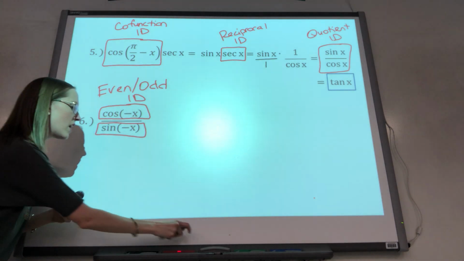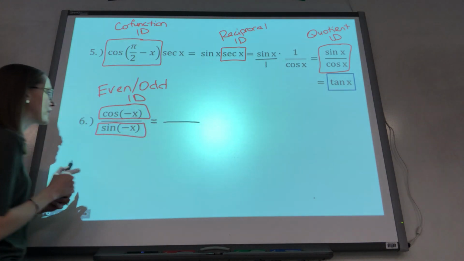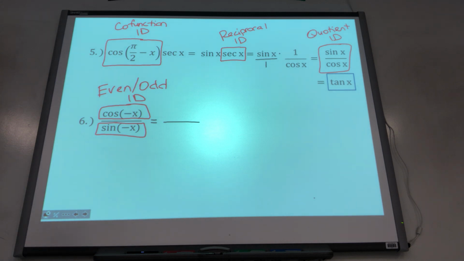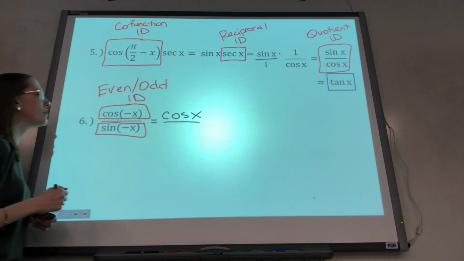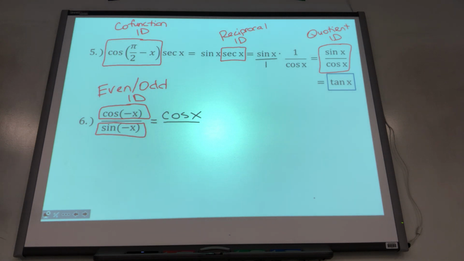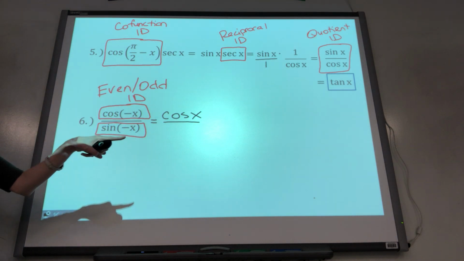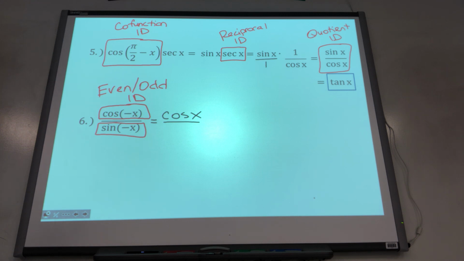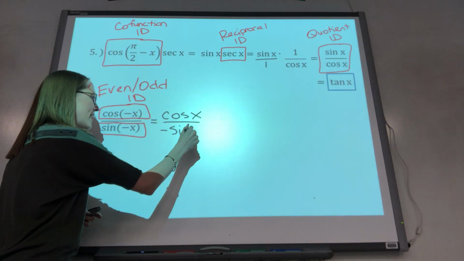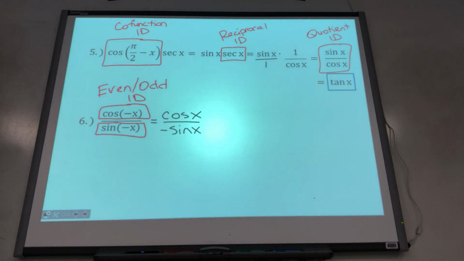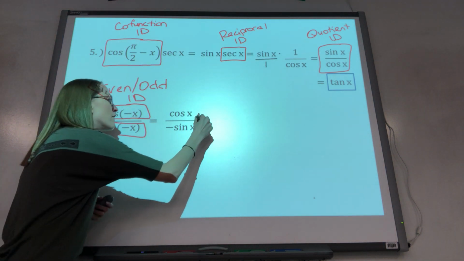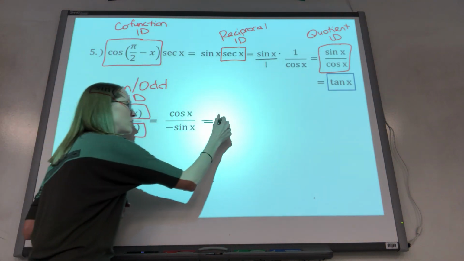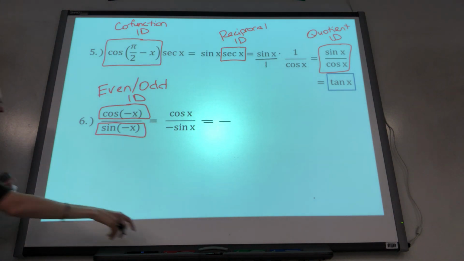Okie doke. So let's work on the top part first. Cosine of negative x. Anybody see what that equals? Just cosine of x. So kind of weird there, but the negative just drops out. And then sine of negative x equals negative sine of x. So right now, we have cosine of x over negative sine of x. Forget the negative for a minute. You can just put that out front if you want to.